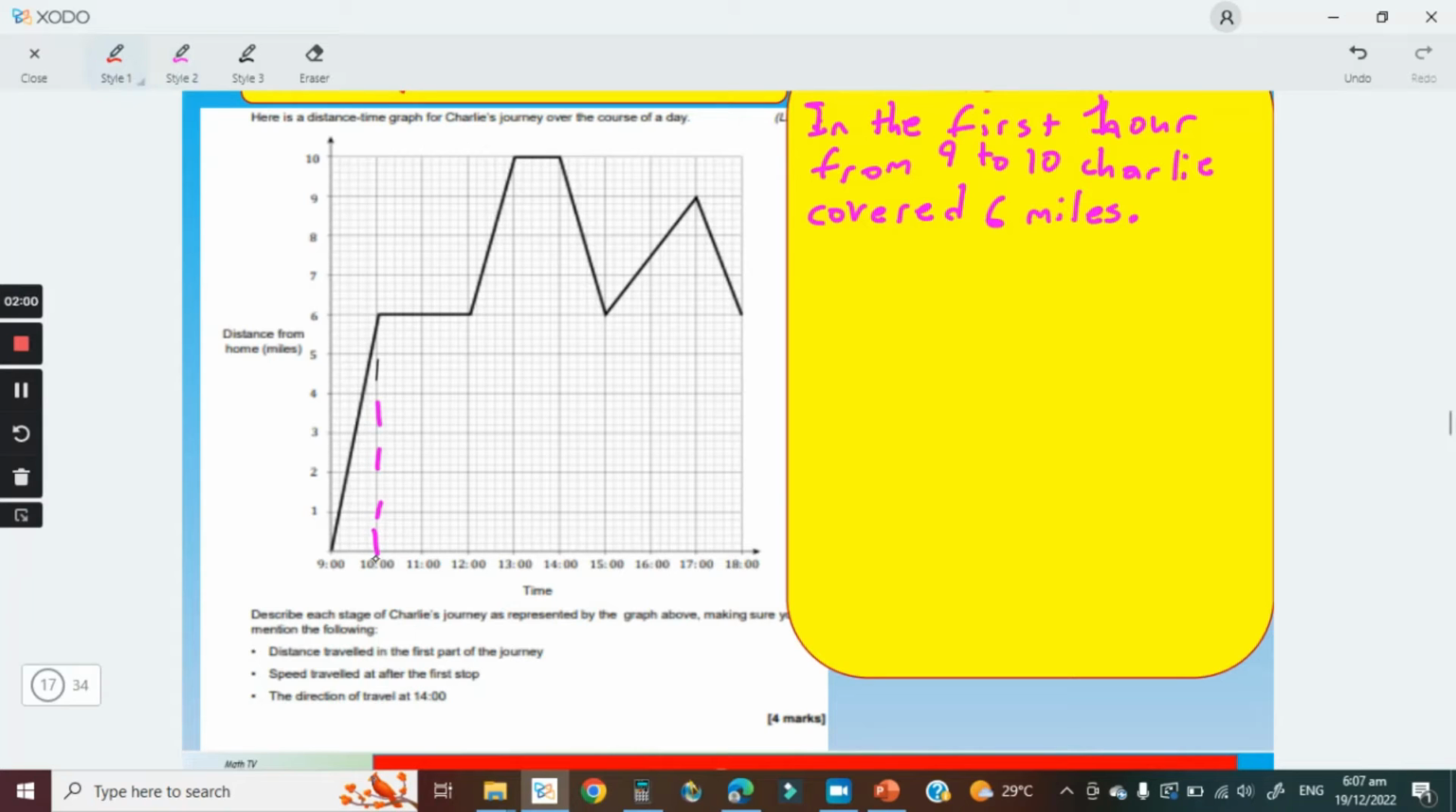Now, what did he do for the next 2 hours? For the next 2 hours he rested, meaning he was not moving. Maybe Charlie stopped at Keisha's house and just chilled with Keisha for 2 hours. For the next 2 hours, notice the distance is not going up. He's resting, so for the next 2 hours, Charlie rested.